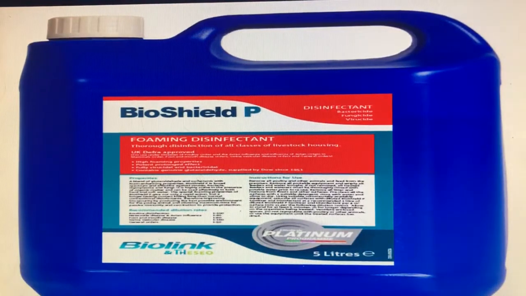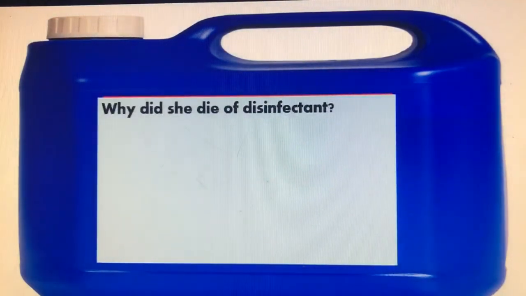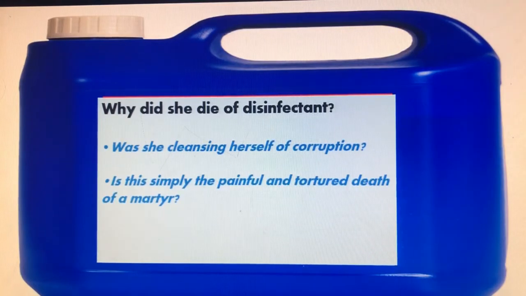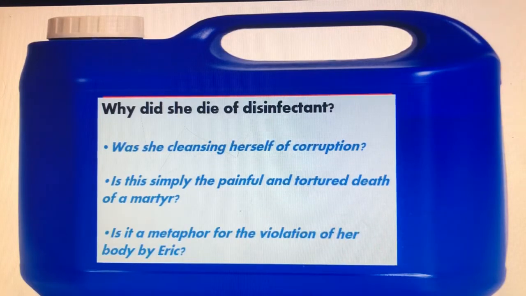As that clip mentioned then, it's quite important that Eva Smith commits suicide by drinking disinfectant. So why did Priestley choose disinfectant? She was cleansing herself of corruption. Is this simply a painful and tortured death of a martyr, someone sacrificing herself for a greater good? Or is it a metaphor for the violation of her body by Eric? She wants to cleanse herself and wash herself free of Eric and Eric's unborn son or daughter.